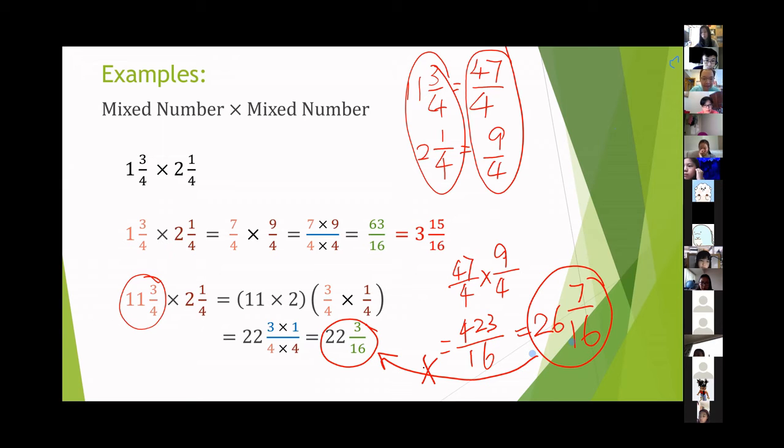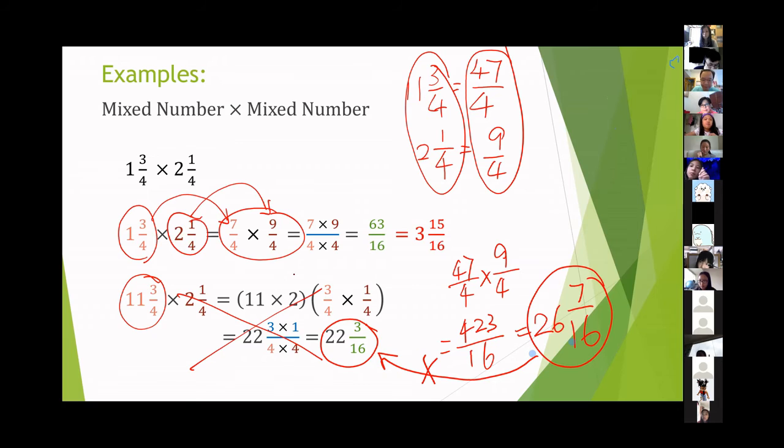This method is what you do in addition and subtraction: you can take out the whole number parts and do those first. But in multiplication and division, we cannot do this. Remember that, okay? The only method is to change the mixed numbers to improper fractions, both, and then do the calculation. So remember that, don't do this.